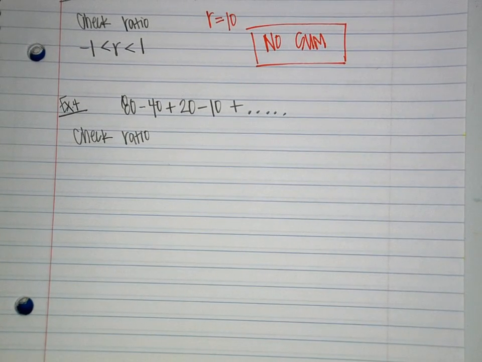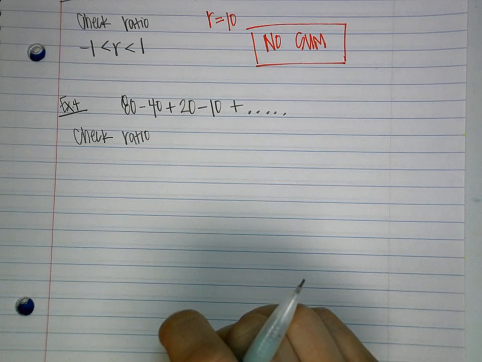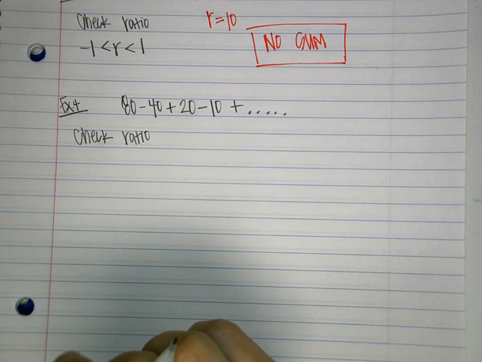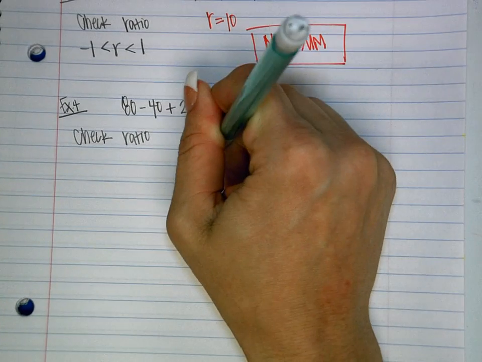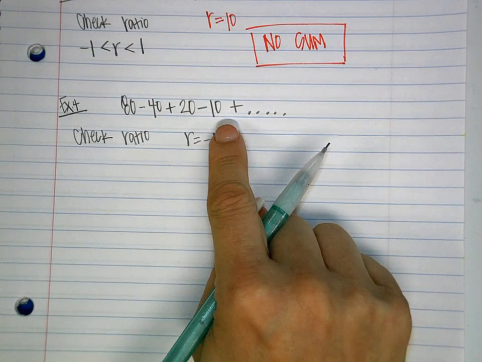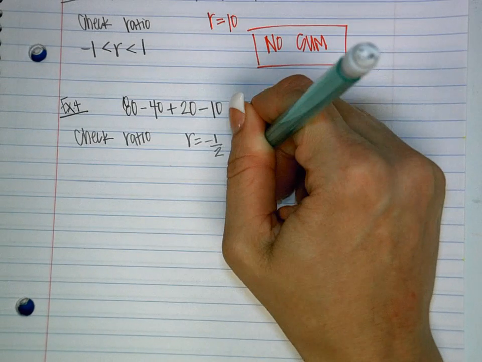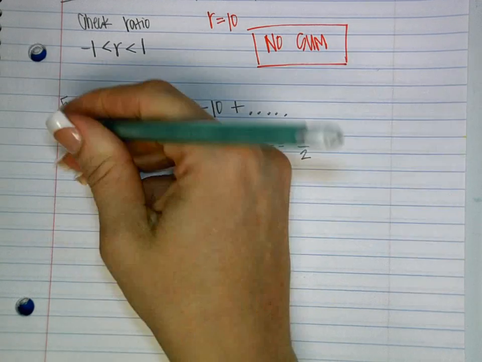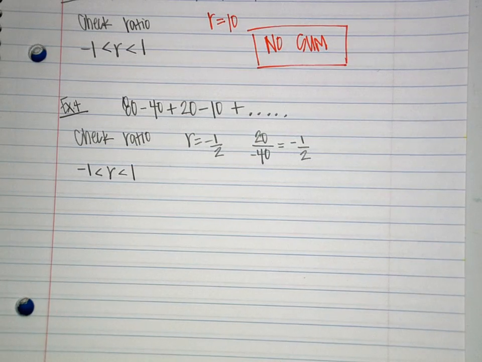So if the ratio works, then you can use the formula. So how do you find the ratio here? What would you multiply by to get from 80 to -40? Your ratio is -1/2. Okay? If you didn't automatically see that, you can always take any number divided by the one in front of it. So you could take 20 divided by negative 40. And that would reduce to negative 1/2. Does that work? Is that in between 1 and negative 1? Yes. So that means you can use this.